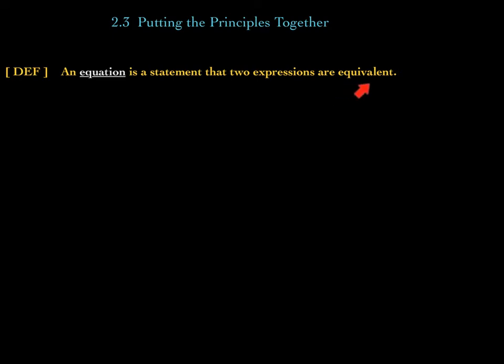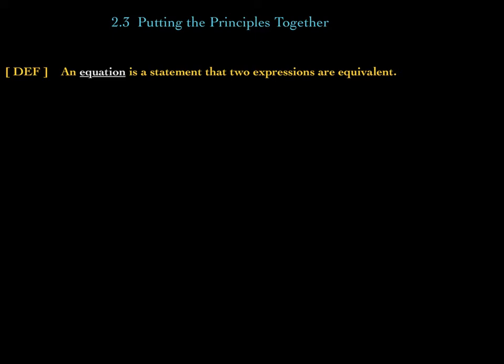Now, before we jump into examples, I want to make sure that we understand, first of all, what is the definition of an equation? And then, what does it mean to solve an equation? So here's a definition for us. An equation is a statement that two expressions are equivalent. The word equivalent means equal value.